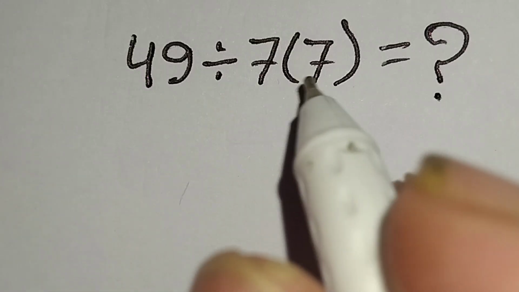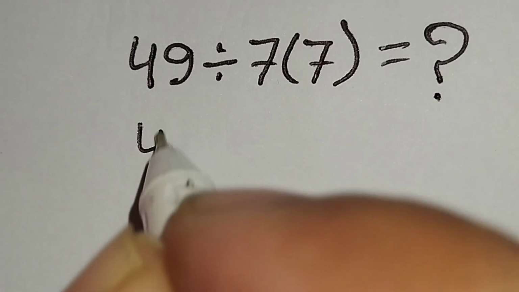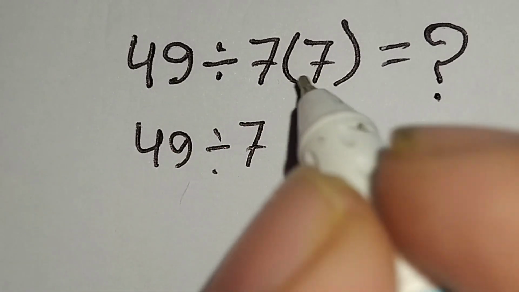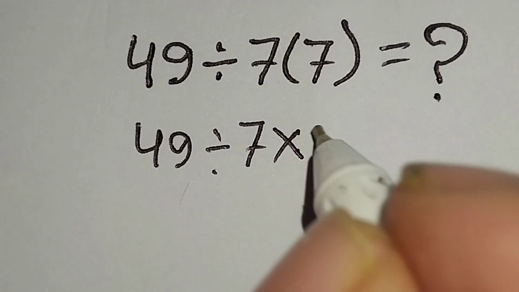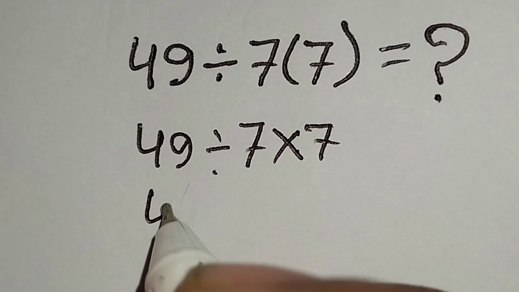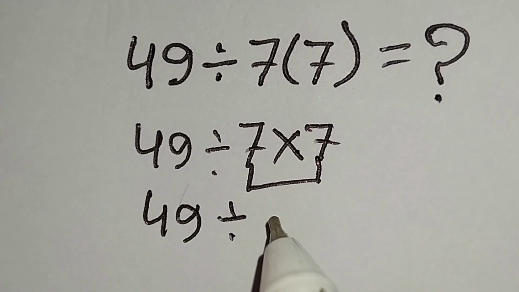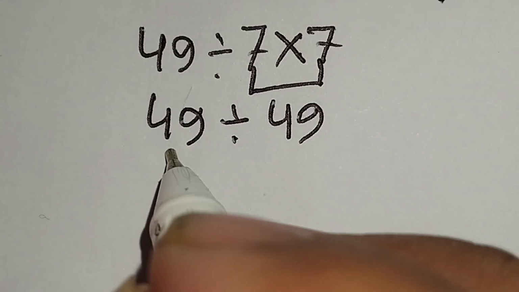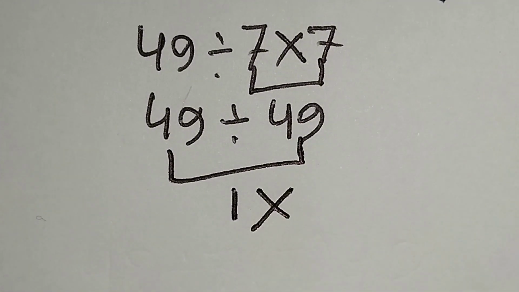49 divided by 7(7) is equal to what? Here, this 49 divided by this 7, we can change this bracket by multiplication. Here this 7, here 49 divided by this 7 multiplication 7 gives us 49. Here 49 divided by 49 gives us 1, but it is not correct.